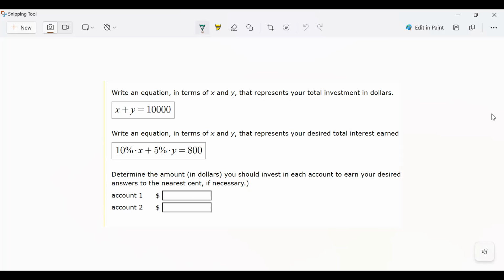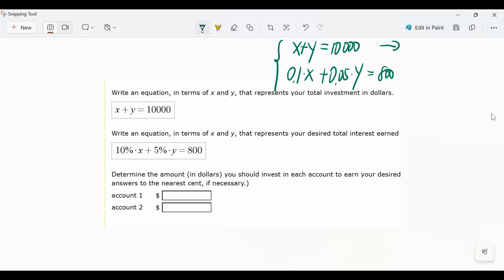Okay, let's solve for this equation here. You're going to write it as a system of linear equations: x plus y equals 10,000, and then you turn 10% into 0.1, so 0.1x plus 0.05y equals 800. Now, with decimal numbers, one way to solve this is using the substitution method.